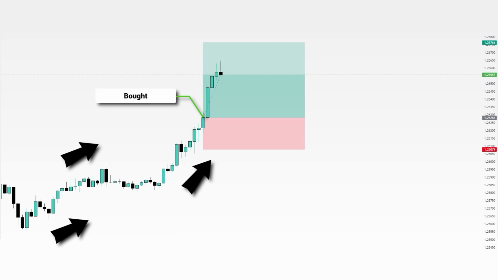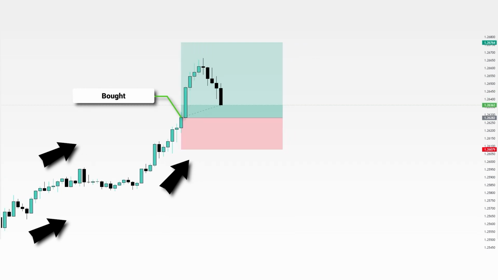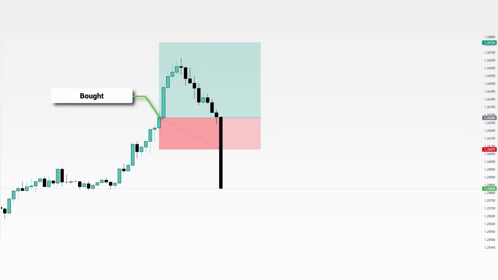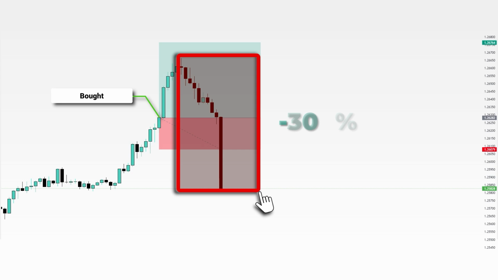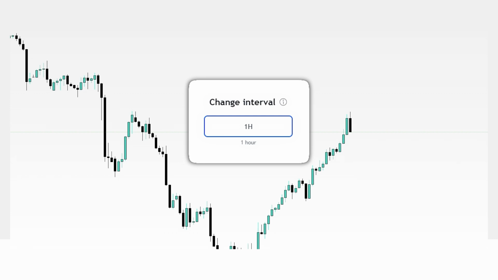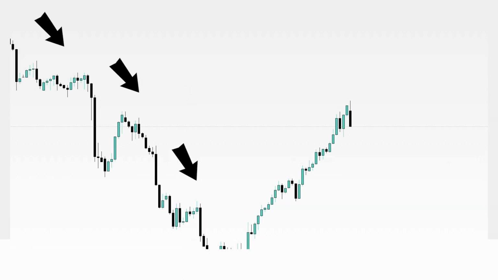You are analyzing the market on a 15-minute time frame and you see an upward movement. Convinced of the upward movement, you open a buy trade. But after a while, the market reverses, the price starts to fall, and you lose money. After that, you decide to look at the chart on the H1 time frame and find out that on the higher time frame, the trend was downward.